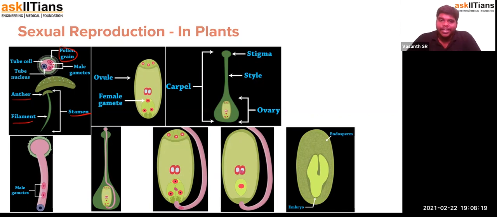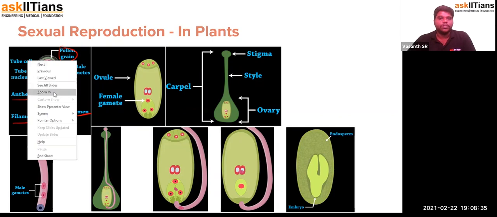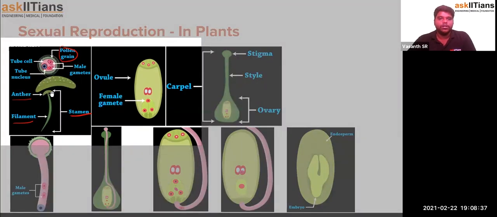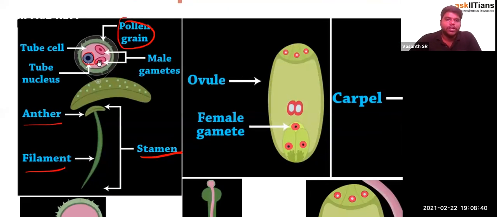The tube cell will be the whole pollen grain, literally, and the male gametes will be present in the tube cell. And this blue color structure is the tube nucleus. I hope you can see. See, this here is the male gamete, and the blue color structure over here is the tube nucleus.